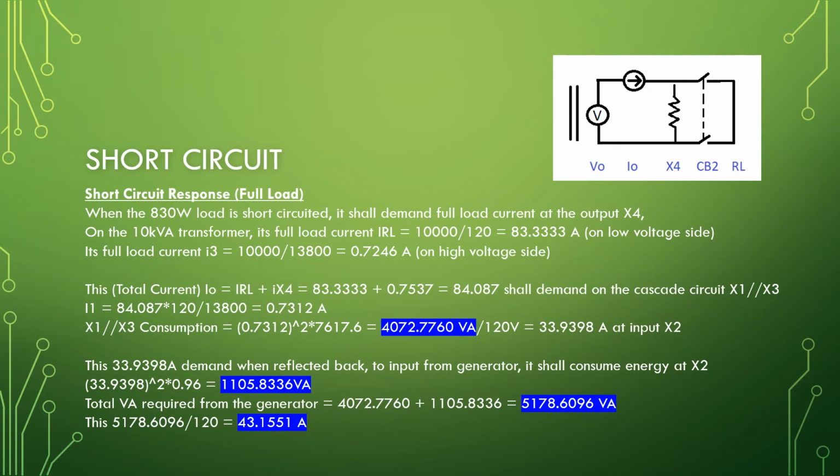33.9398 squared times 0.96 equals 1,105.8336 VA. Total VA required from the generator equals 4,072.7760 plus 1,105.8336 equals 5,178.6096 VA.